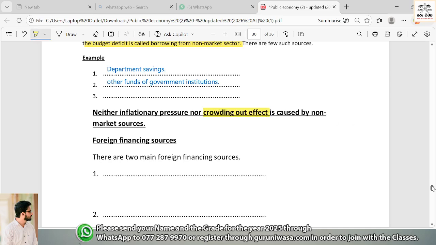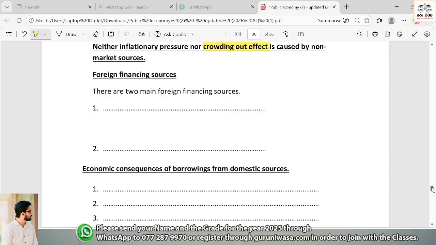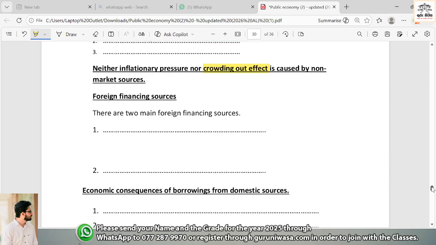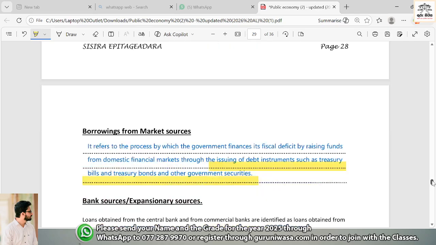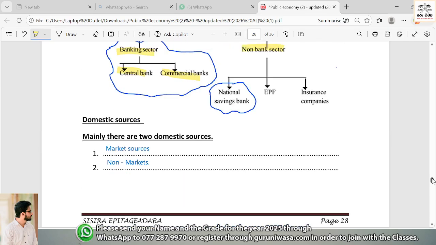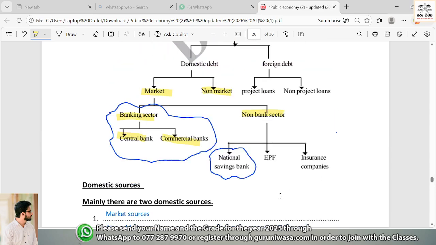Right. Next one, foreign financing sources. Foreign financing sources. So I'll explain the crowding out effect in short. Listen very carefully. The crowding out effect.